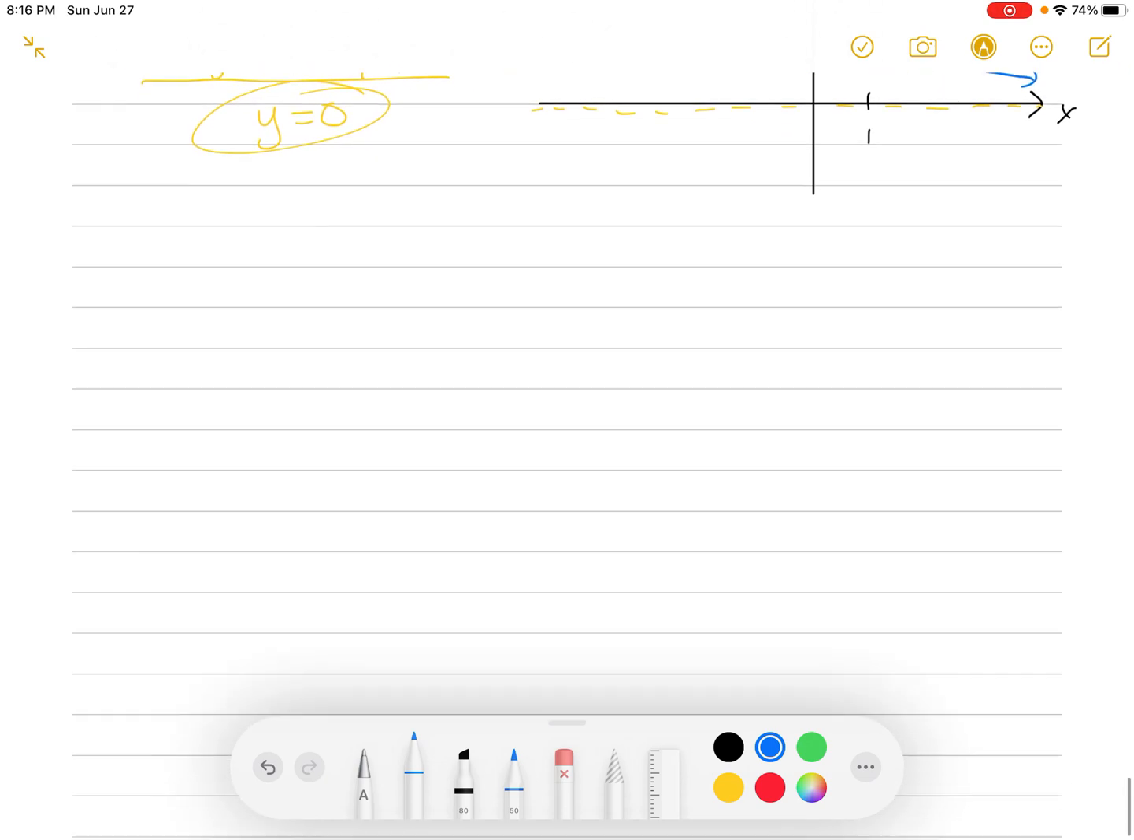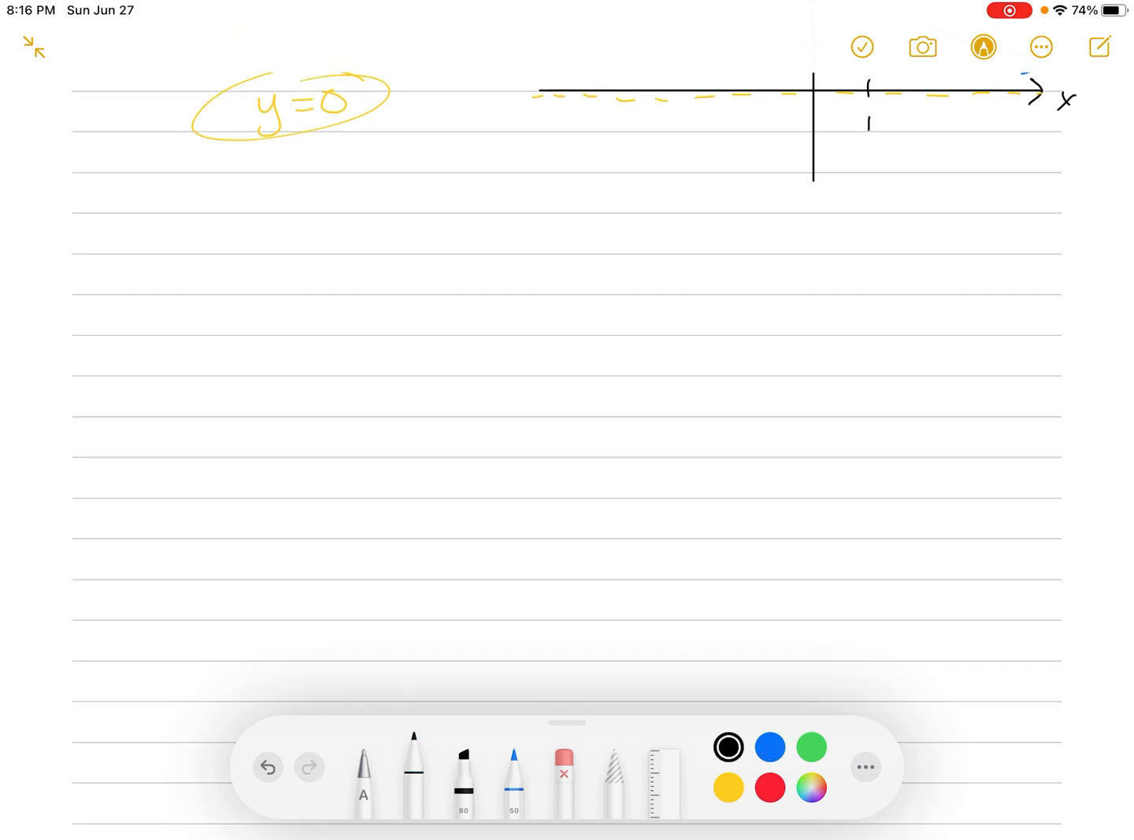Let me write these points. This is 1, 3, and this one is 0, 9. Now, as you go to the left, it has to go off to infinity. Okay, that's number 4. Let's do a number 5.